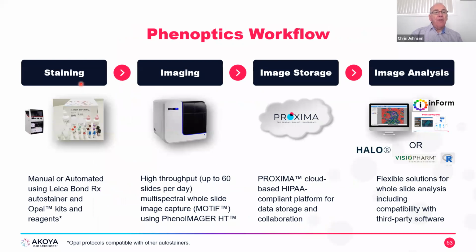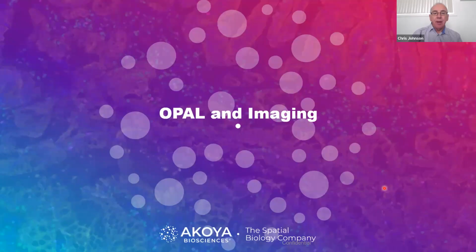Now, the opal staining itself is really only a part of a whole process. So the staining is the first part of the Phenoptics workflow. It's then followed by the imaging in maybe the Vectra or the PhenoImager. There's image storage, a cloud-based image storage for distribution, and finally image analysis packages, both internal and external, for analysis of the data that you get. And that's where the final result comes from, the actual analysis of the data. So just a quick word to finish up on opal and imaging.